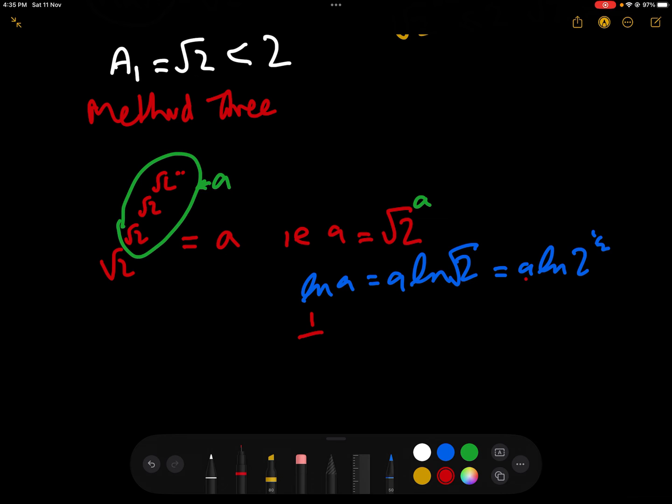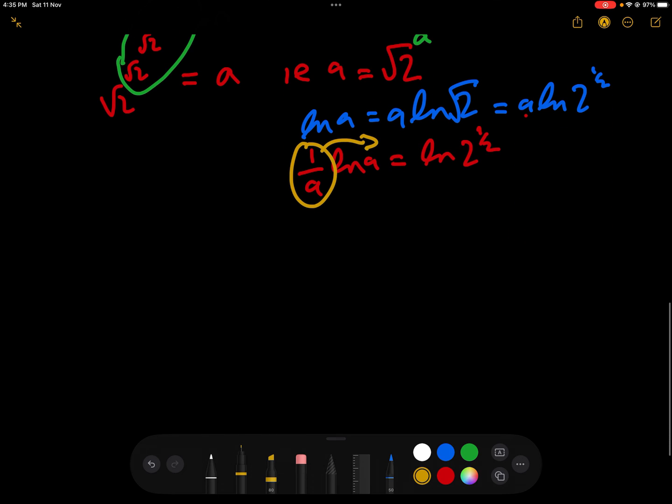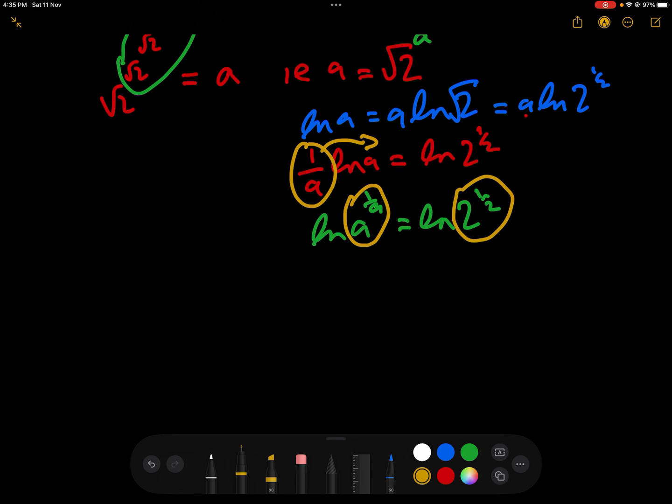So now let's move the a down to the other side, and we have 1 over a log a equals log of 2 to the half. And we can now move this in here, again by basic logs. And so we have log of a to the 1 over a equals log of 2 to the half. And now when we look at a to the 1 over a and 2 to the half, we clearly have one solution to that by inspection.